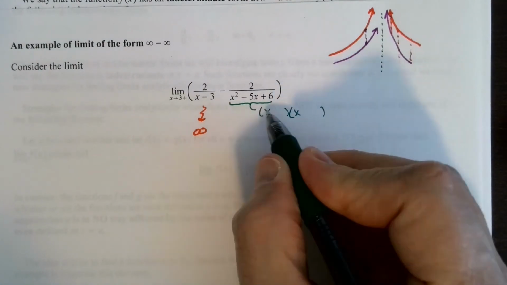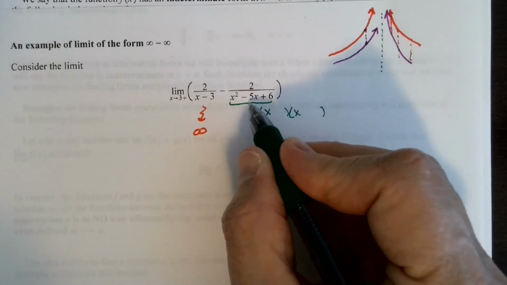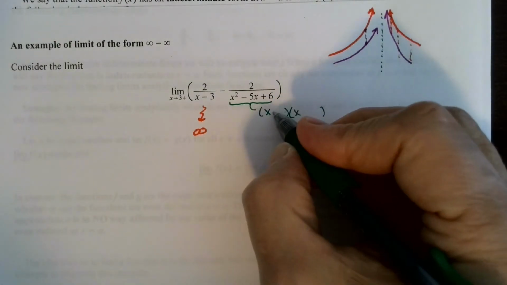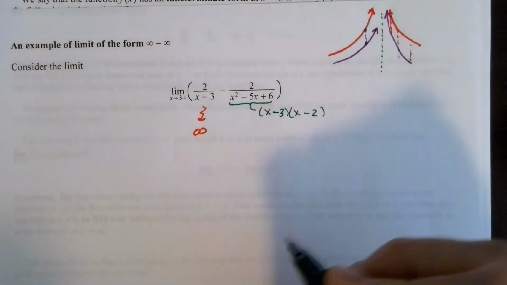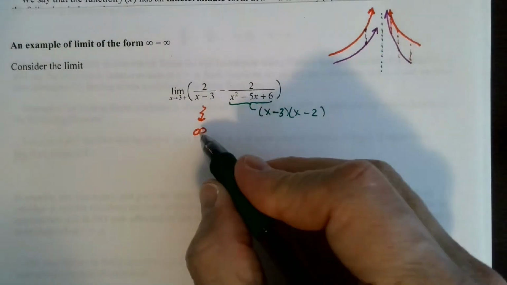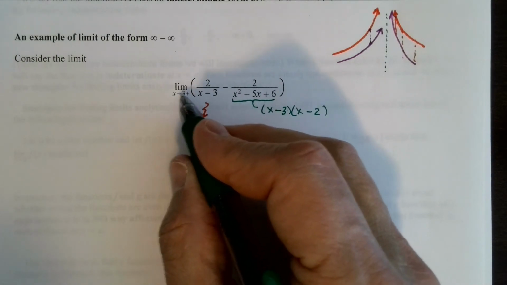X times x to x, give me x squared. What do these two factors have to be? They have to multiply to 6, but add to -5. So what's the answer? -3 and -2. Right?